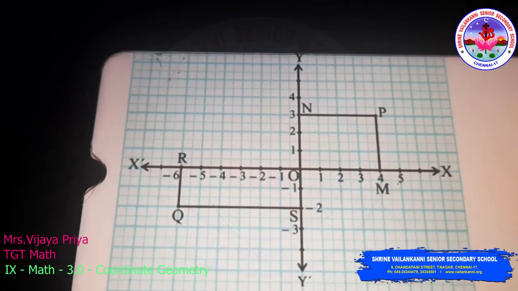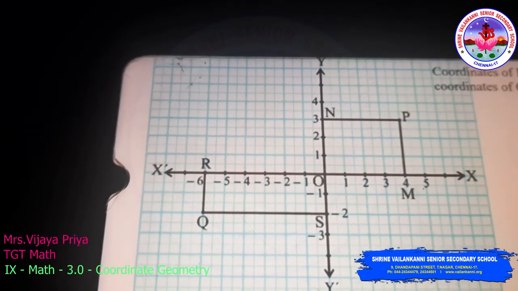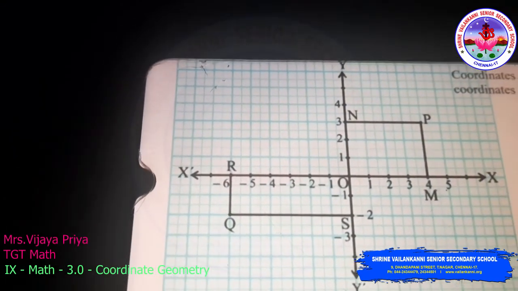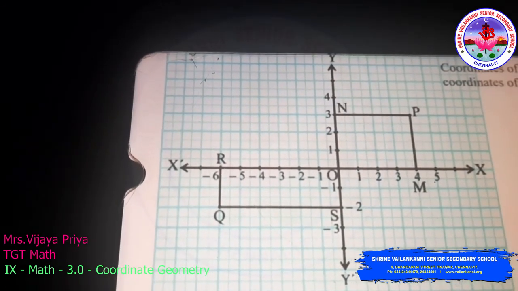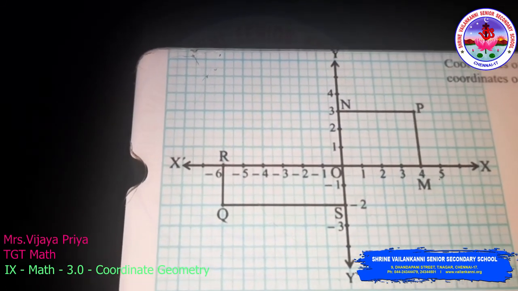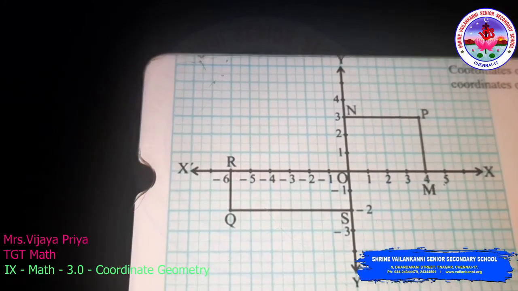(4, 3). Now coming to point Q, the x-coordinate of Q will be -6 and the y-coordinate of Q will be -2. Hence I am writing the coordinates of P as (4, 3) and Q as (-6, -2).